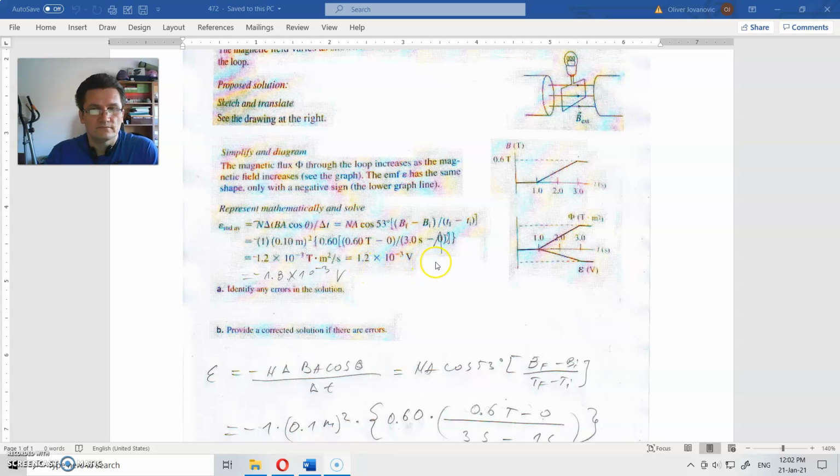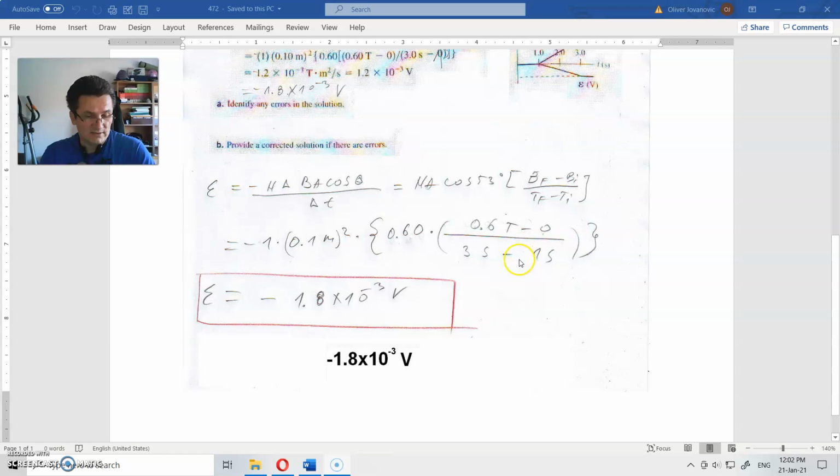Okay, and as you can see here, it's usually somewhere here 0. So this is the flux, and this is the induced voltage or electromotive force. As you can see, that is a negative value. So that is correct.